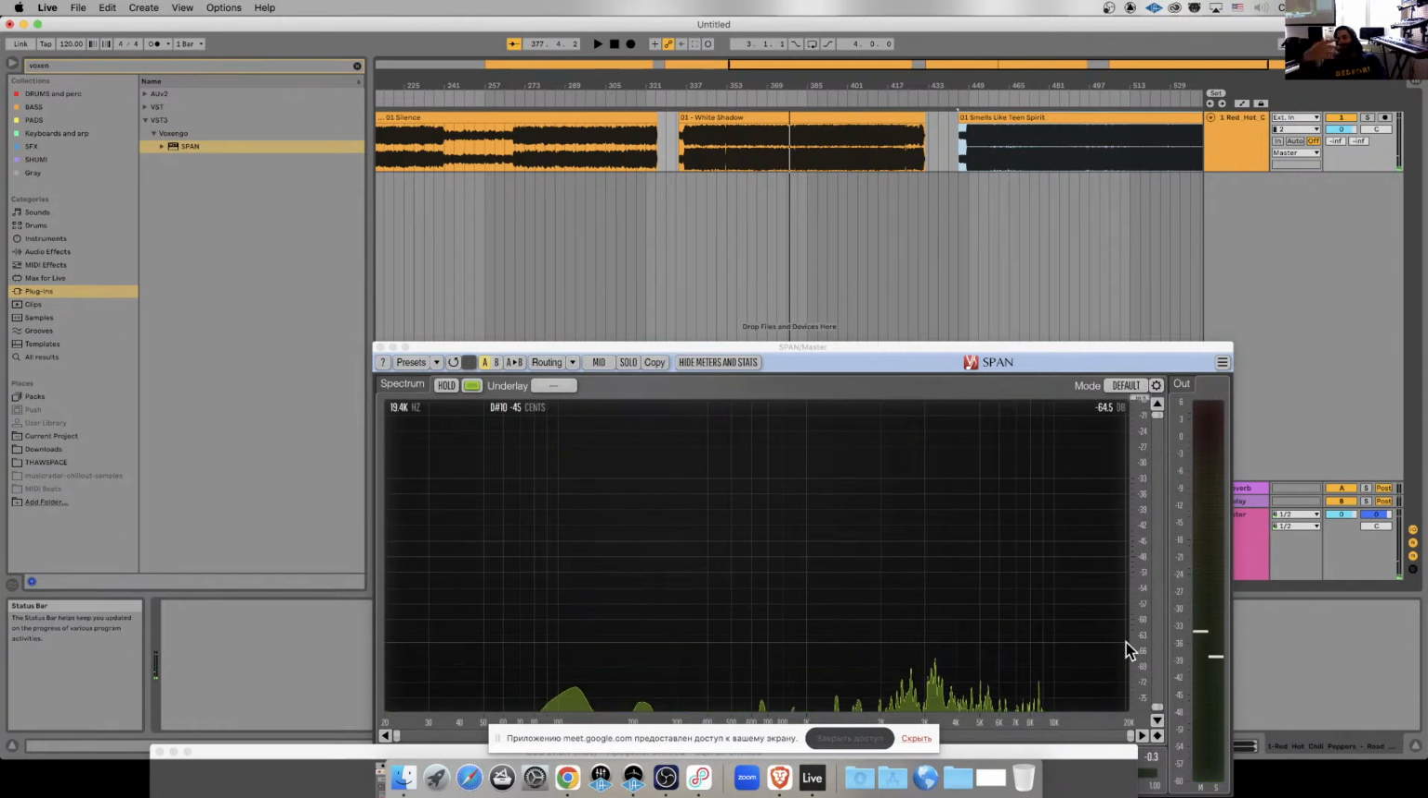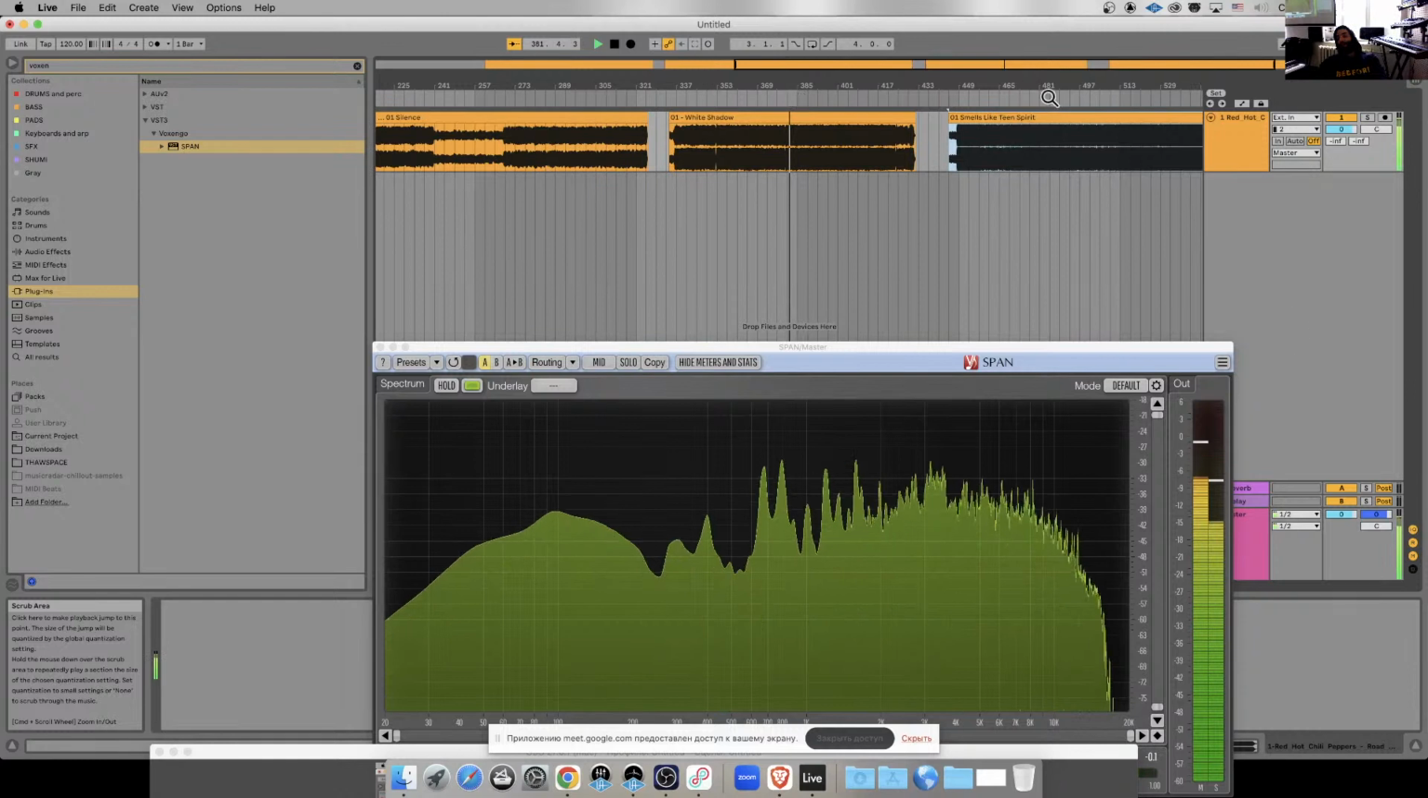Notice, and this is kind of what this conversation should be about, notice the high end, for example. Look at it in the spectrum analyzer. Look at this.